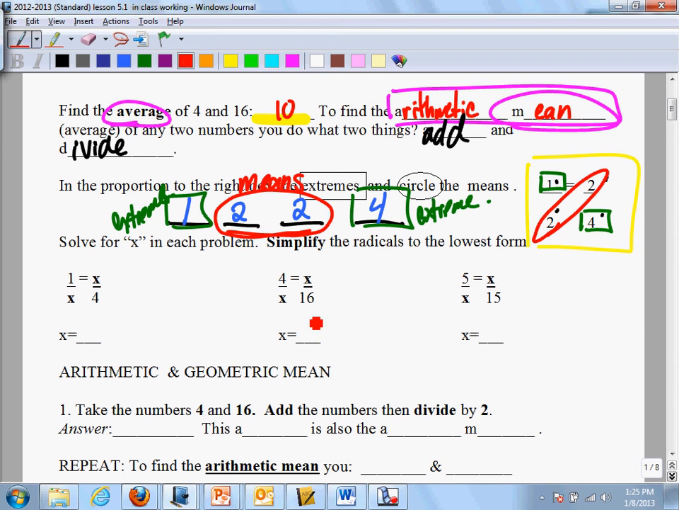Now, this has a special name. Come over here. Do you see the X's? I'd like you to circle. Notice, in this means position is the exact same number. I'd like you to circle this number, put a little arrow. That has a special name. When you have the exact same number in the means position in a proportion, that has a special name. This is called a geometric mean.